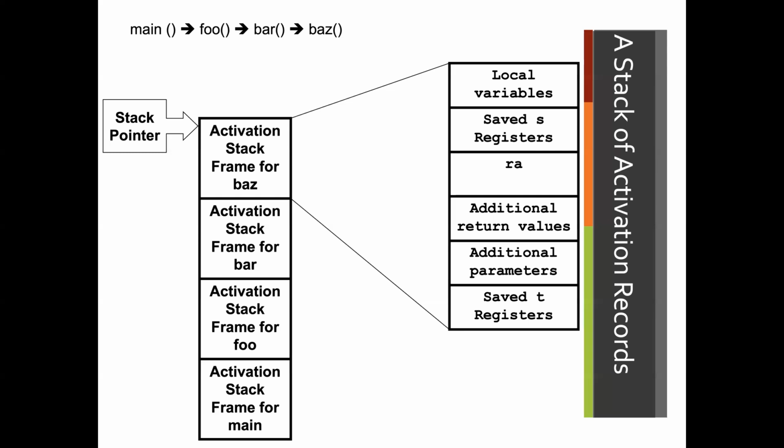But it's also important to keep in mind that at any specific point in time, we only have one activation record that is going to pertain to the procedure that is currently being executed. And so in this case, we have an appropriate activation record for our buzz function call.